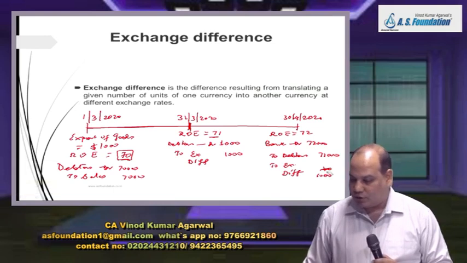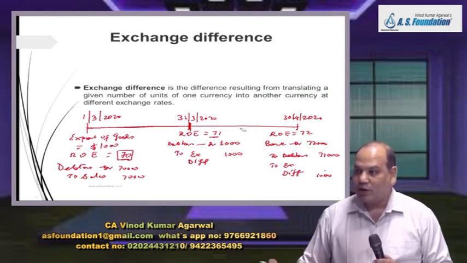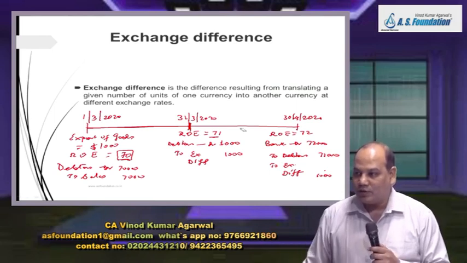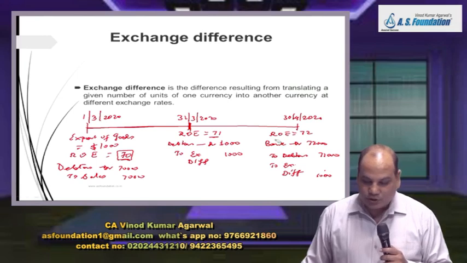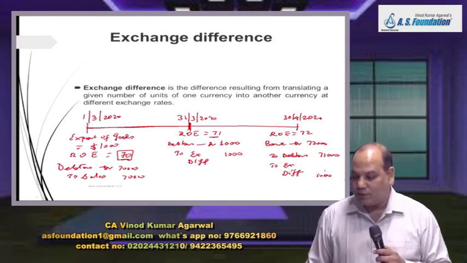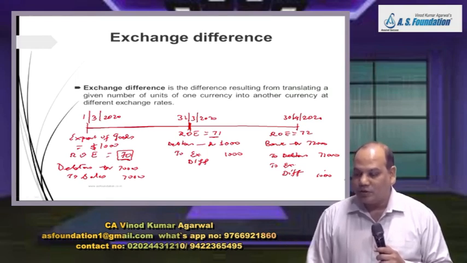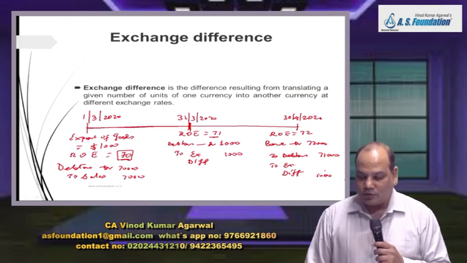So what is exchange difference? When the same unit of foreign currency, 1,000, 1,000, 1,000, is translated using a different exchange rate, it will give rise to exchange difference. So exchange difference is the difference resulting from translating the same number of units of foreign currency into another currency at a different exchange rate.